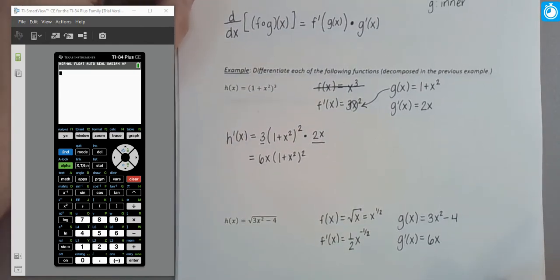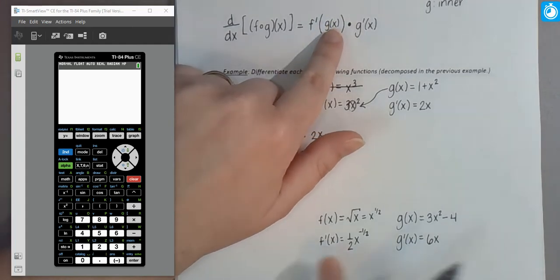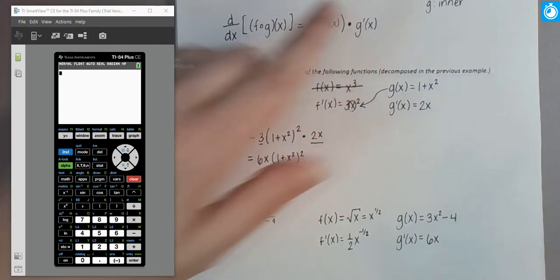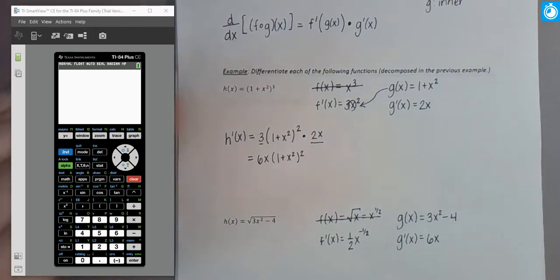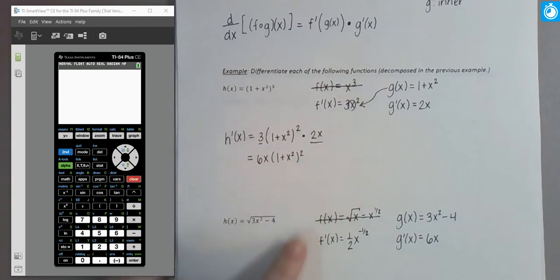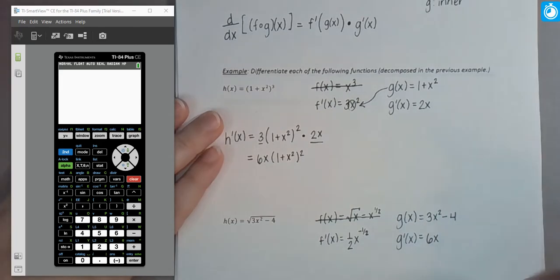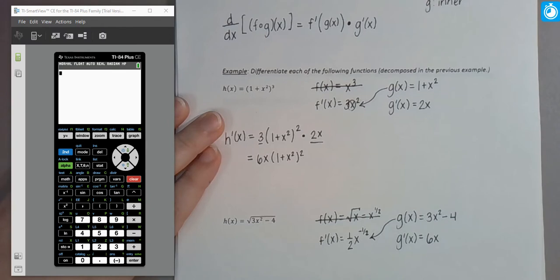Okay, let's revisit the chain rule. So we need the derivative of the first function, we have that. We need the second function, we have that. We need the derivative of the second function, we have that. So at this point, we no longer need that original outer function. Now into the first derivative, we're substituting that inner function g of x. So g of x is going to be plugged into our outer function's derivative. And then we're going to multiply the result of that with g prime of x, which is 6x.